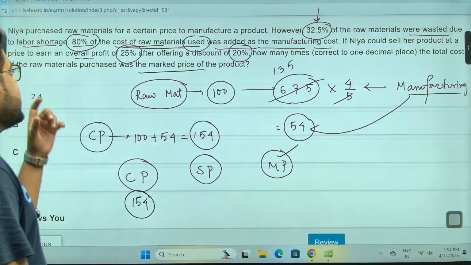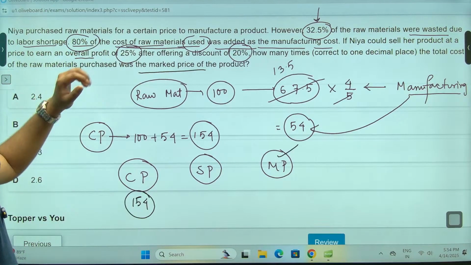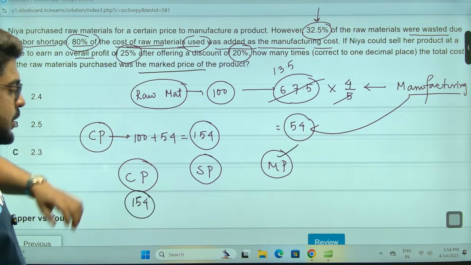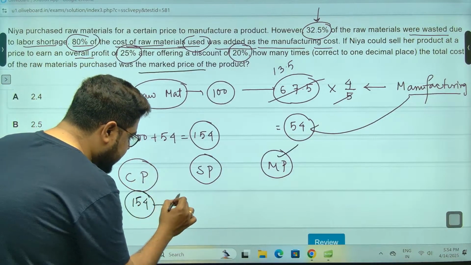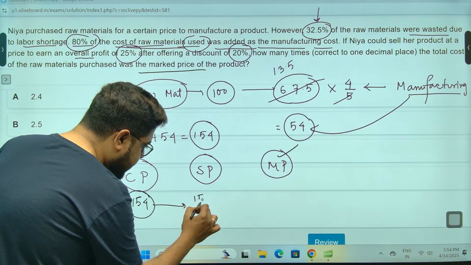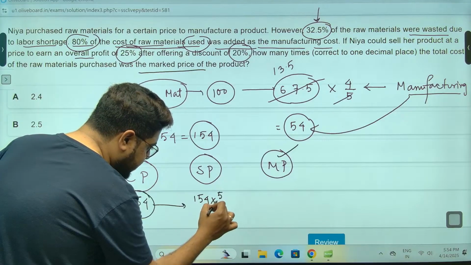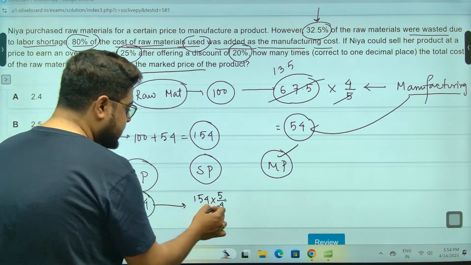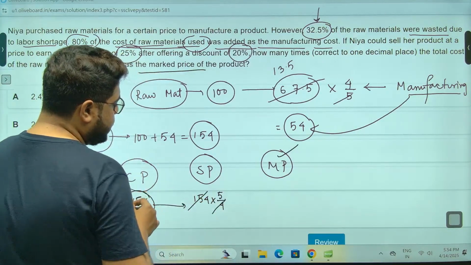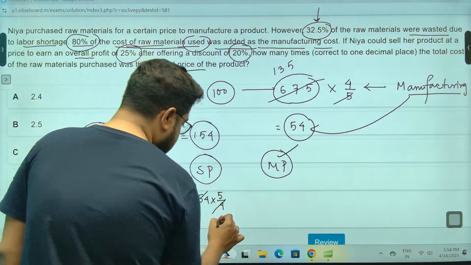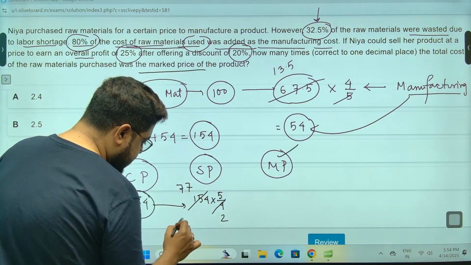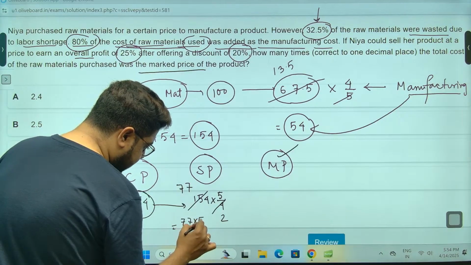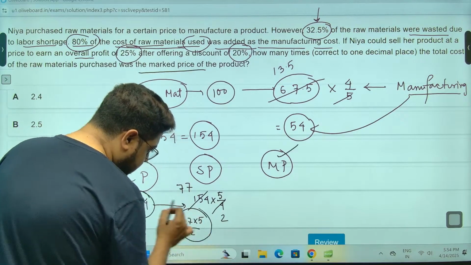Now, 25% profit means the selling price will be 5 by 4 times the CP. 4 is divisible, it is 2. 2 sevens are this, 2 sevens are this. 77 times 5 by 2. This is the SP. Do not calculate, please.